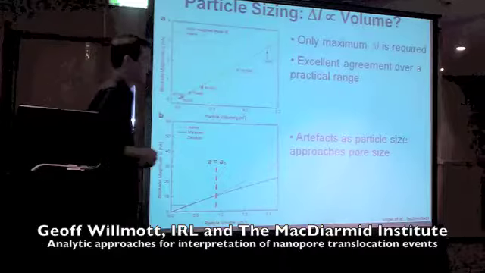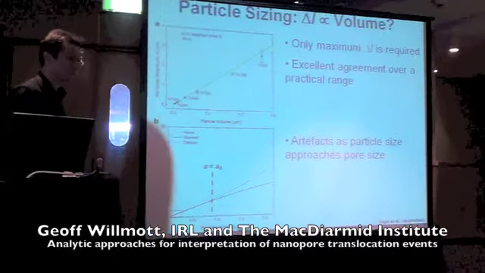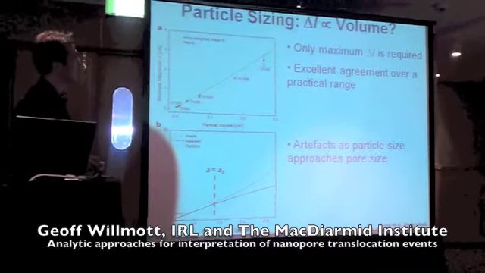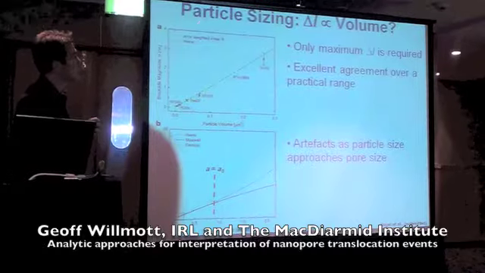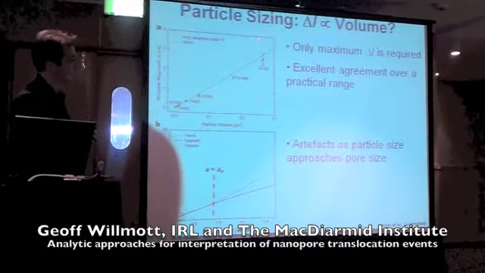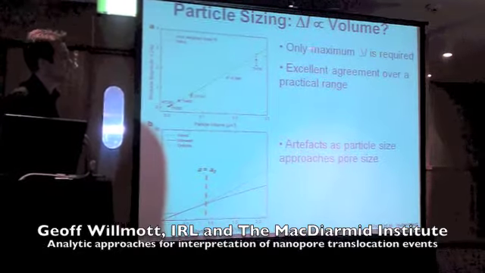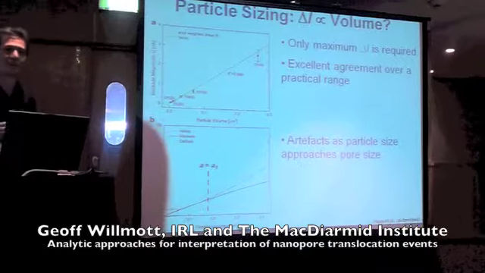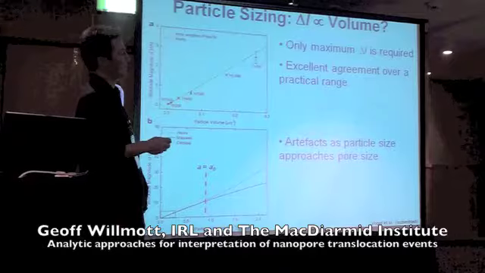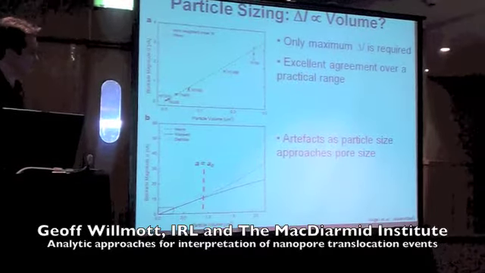So resistive pulse magnitude, I'll try and do this one fairly quickly because there's some work in review at the moment done by Robert Vogel, who works at Ozone, and collaborators at the University of Queensland. The general thrust of this is that Ozone has a particle sizing protocol, if you like, which says the change in the current spike magnitude is proportional to particle volume. You can say, well, that's nice, but why should that be? It's nice because you only require the maximum of the spike, and it agrees excellently over a practical range.